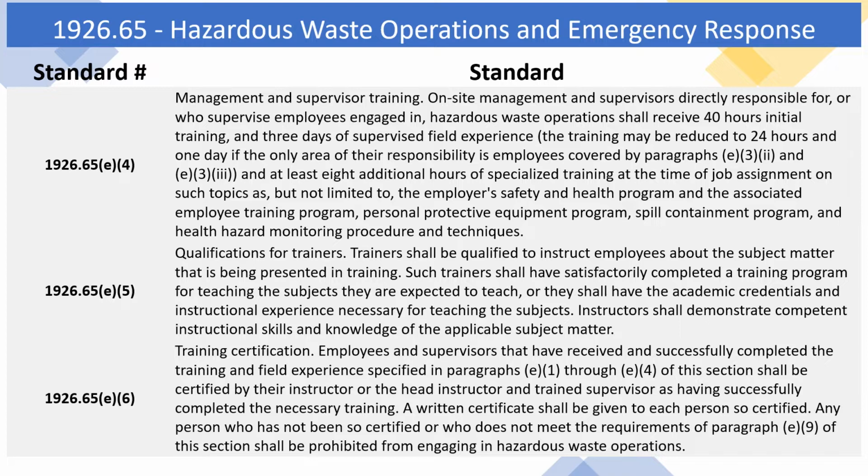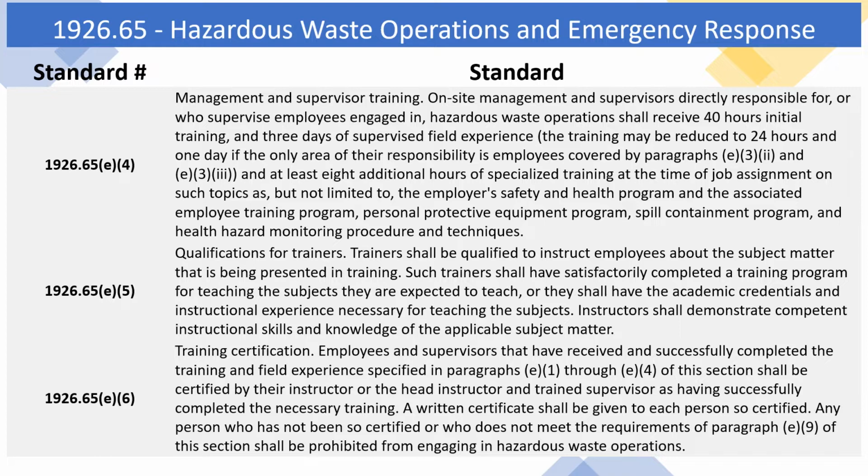1926.65 E5 Qualifications for Trainers. Trainers shall be qualified to instruct employees about the subject matter that is being presented in training. Such trainers shall have satisfactorily completed a training program for teaching the subjects they are expected to teach, or they shall have the academic credentials and instructional experience necessary for teaching the subjects. Instructors shall demonstrate competent instructional skills and knowledge of the applicable subject matter.